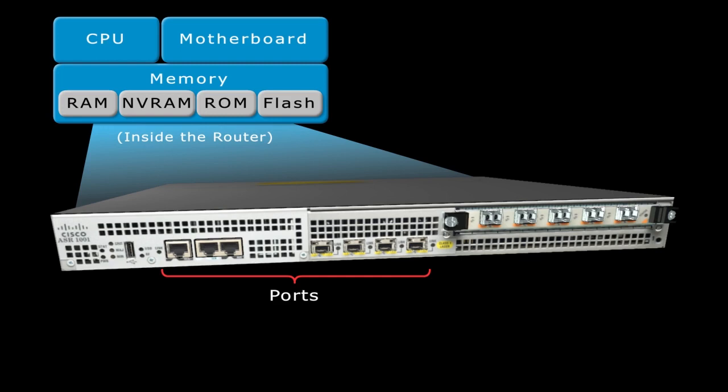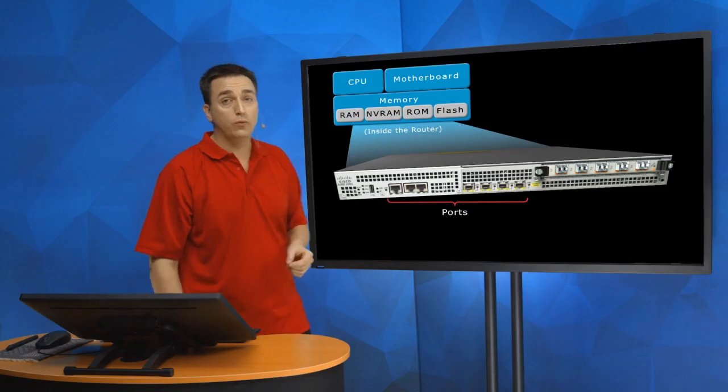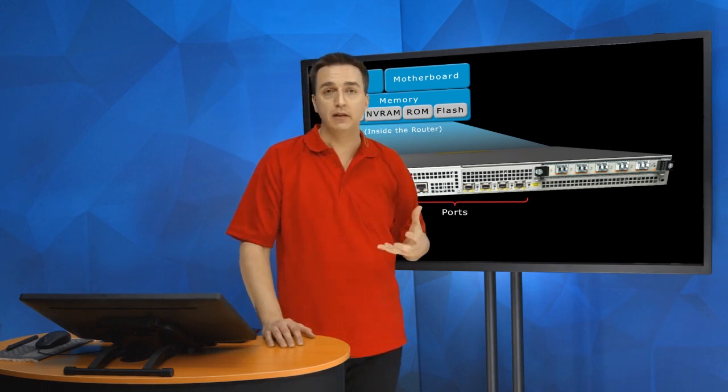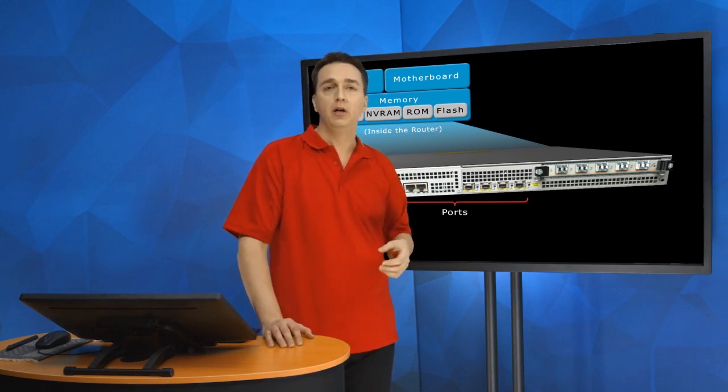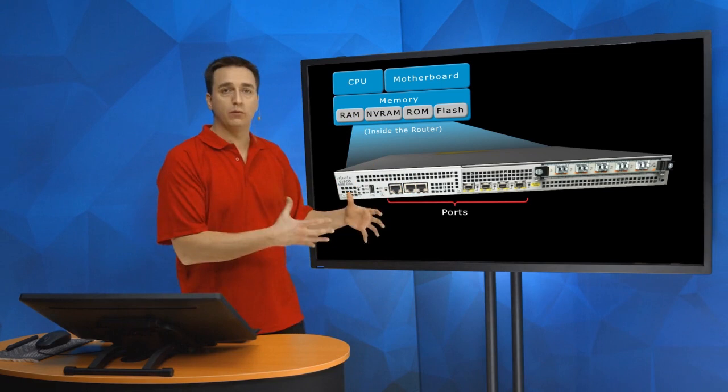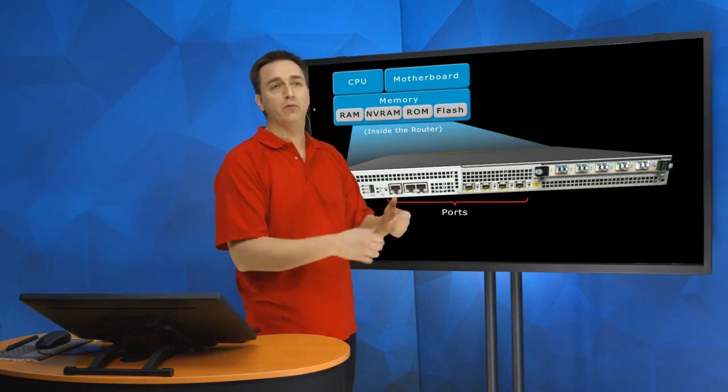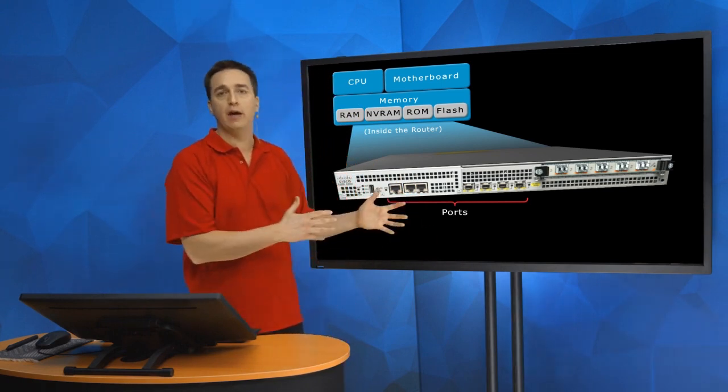You can have random access memory, which is volatile. So if the power is lost, you lose everything in RAM. Also, RAM is where everything's going to be happening at that moment in time. So the operating system's running in RAM. The configuration's running in RAM. Everything you execute's running in RAM.